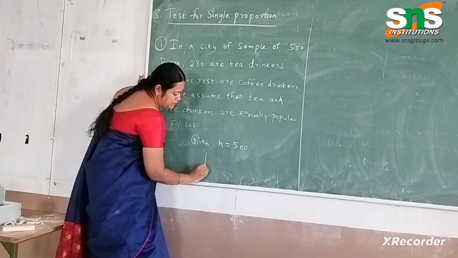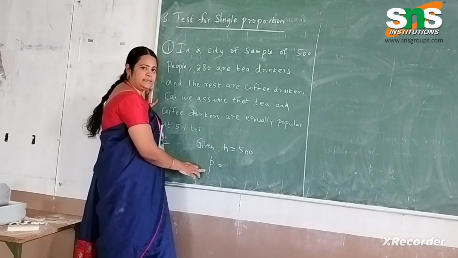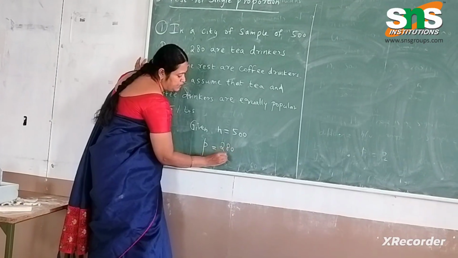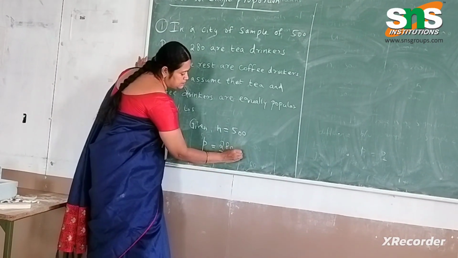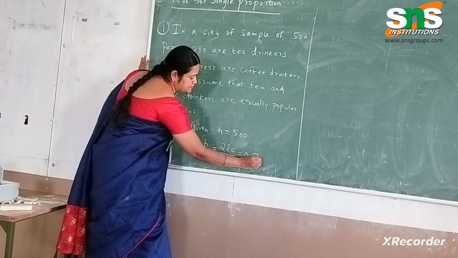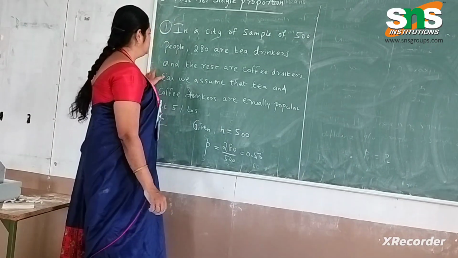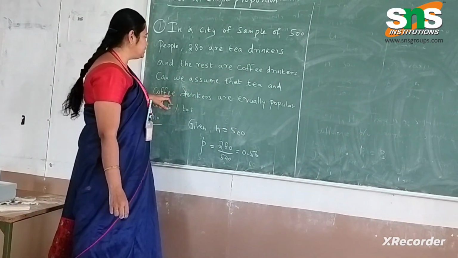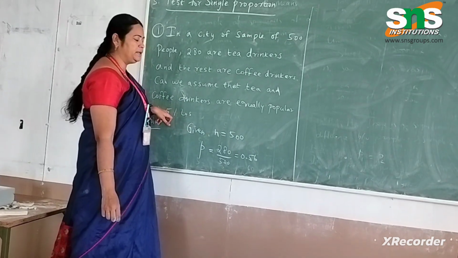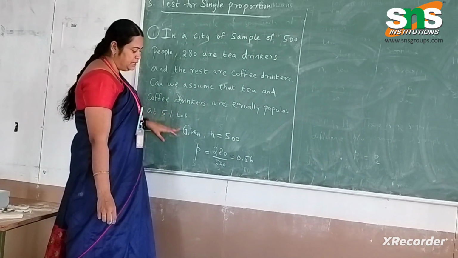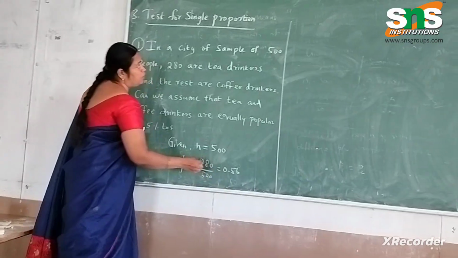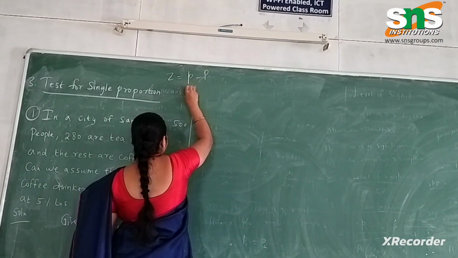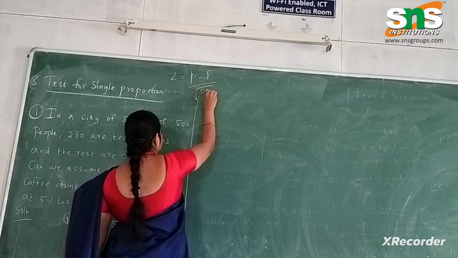Let us denote this by small p. Small p is nothing but the sample proportion. So 280 divided by 500, the answer is 0.56. Next, what is given? The rest are coffee drinkers. Can we assume that tea and coffee drinkers are equally popular in the state at 5% level? That is our question. The formula for this is z equal to small p minus capital P divided by square root of PQ by n.